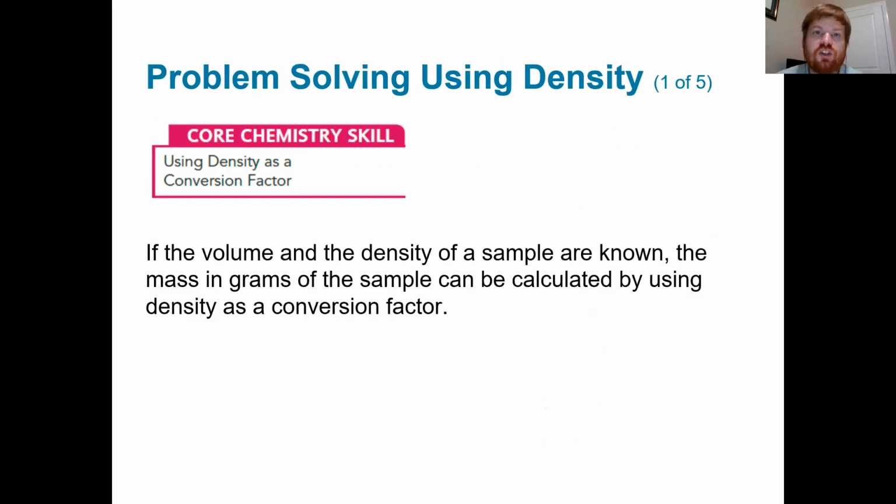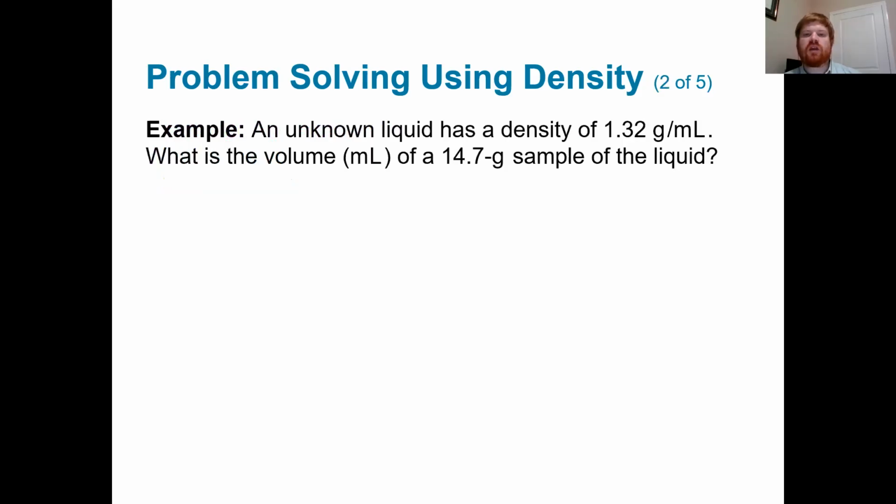Now, another thing that you can do with density is that you can use it as a conversion factor. If the volume and the density of a sample are known, then you can calculate the mass in grams using the density. Okay, so here we go. Here's our example problem. An unknown liquid has a density of 1.32 grams per milliliter. What is the volume in milliliters of a 14.7 gram sample of the liquid?